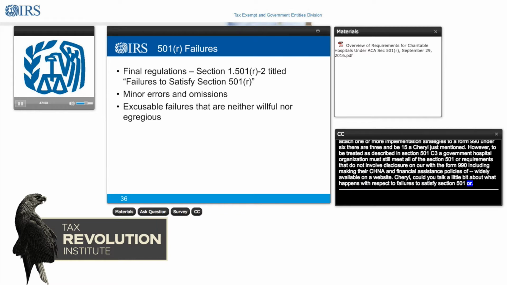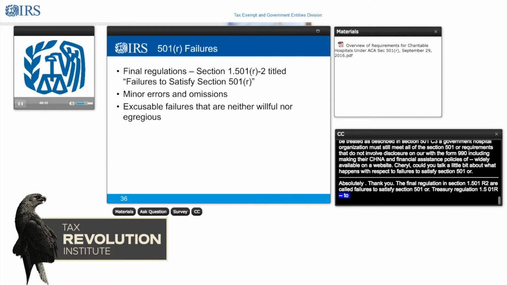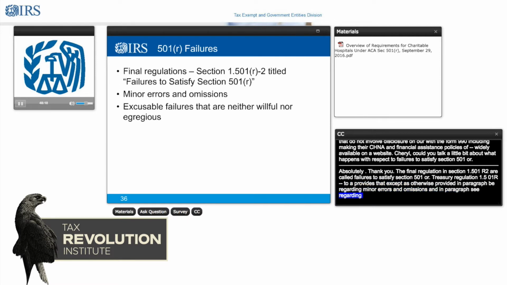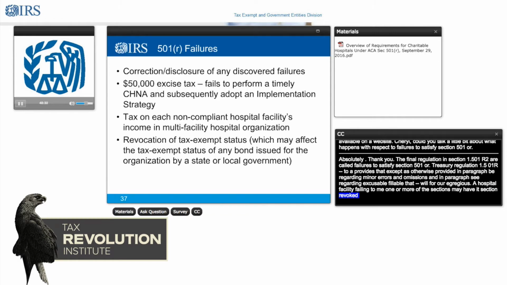Absolutely, Geoff. Thank you. The final regulations in Section 1.501(r)-2 are called failures to satisfy Section 501(r). Treasury Reg Section 1.501(r)-2(a) provides that, except as otherwise provided in paragraph (b) regarding minor errors and omissions, and in paragraph (c) regarding excusable failures that are neither willful nor egregious, a hospital facility failing to meet one or more of the requirements of Section 501(r) may have its Section 501(c)(3) status revoked as of the first day of the taxable year in which the failure occurs.